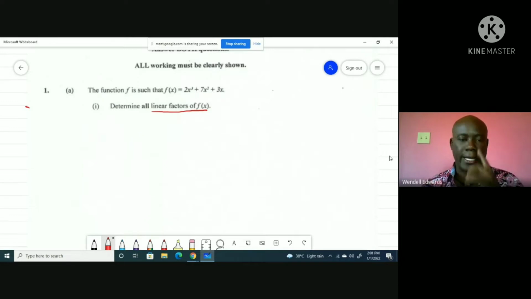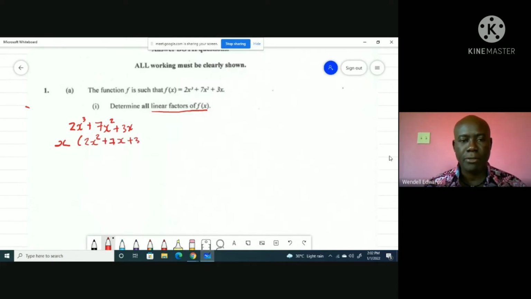And when we talk about linear factors, you're talking about when the variable is raised to the first power. So we're looking at this. Let me rewrite this. We're looking at 2x to the third plus 7x squared plus 3x. Technically, what we want to do is to factorize this. So in factorizing this, we will get out the linear factors. Definitely, I'll start off by looking at the highest common factor, x, which is the factor for everything. And in so doing, I'll have 2x squared plus 7x plus 3.